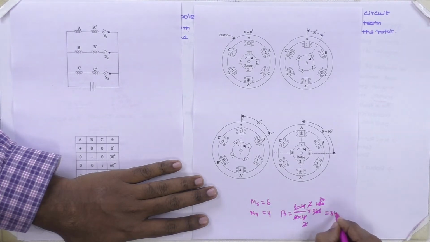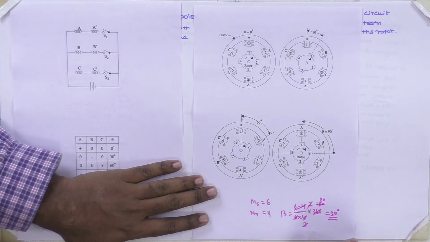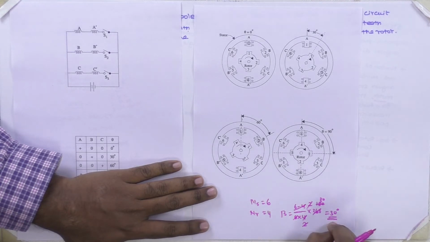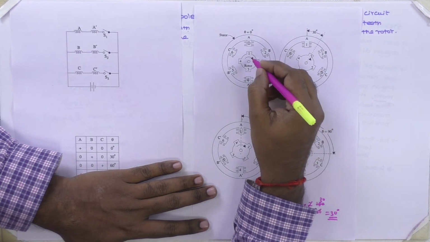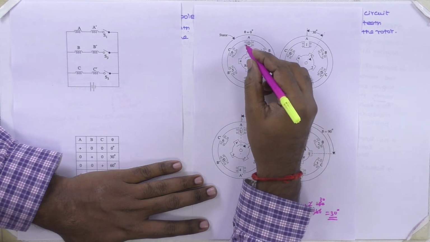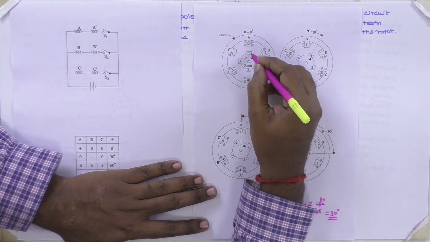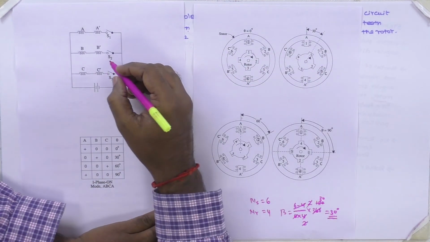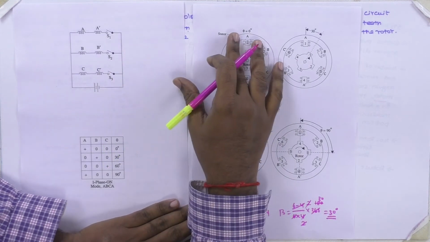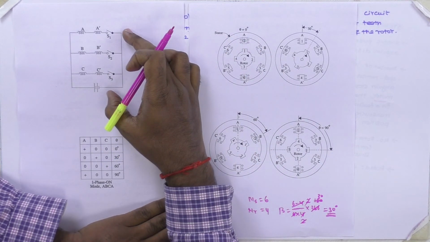So the step angle for a given input pulse, the angle moved by the rotor, is 30 degrees for this construction. The stator has 6 teeth and the rotor has 4 teeth. This is the control circuit, and actually the control is done by a solid state control.